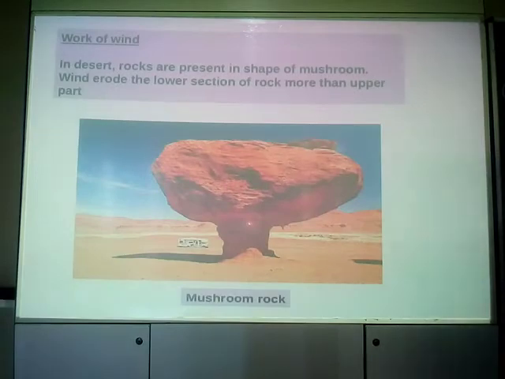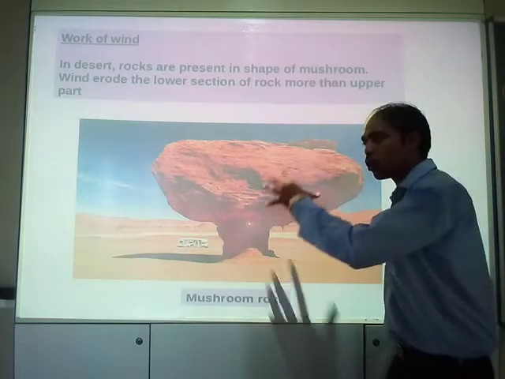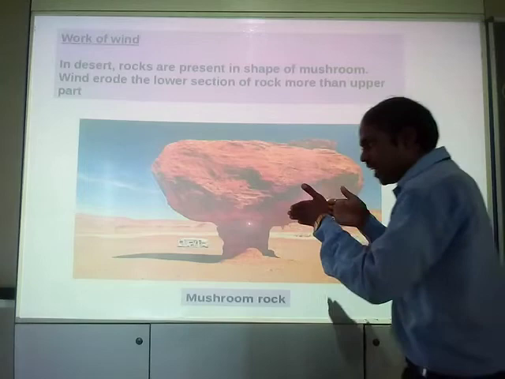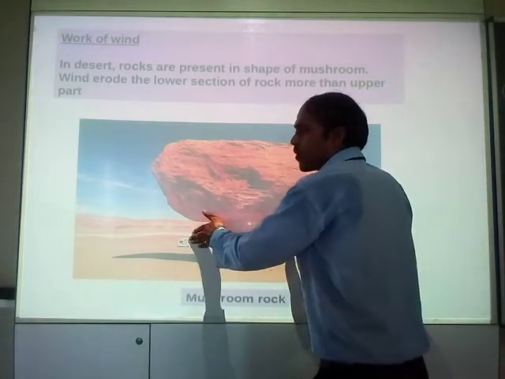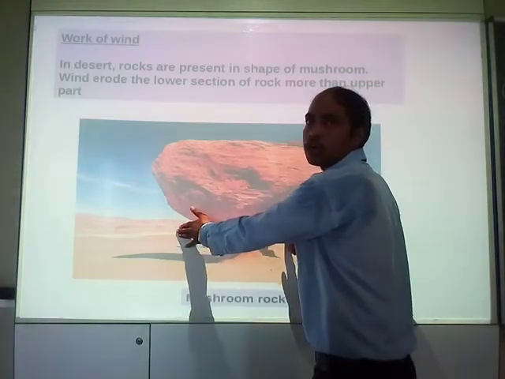How is it formed? Actually, when the wind blows, it erodes away, it takes away the lower part of the rock.